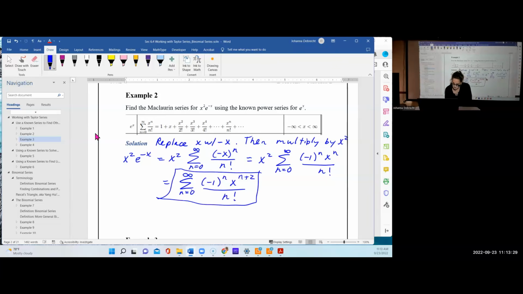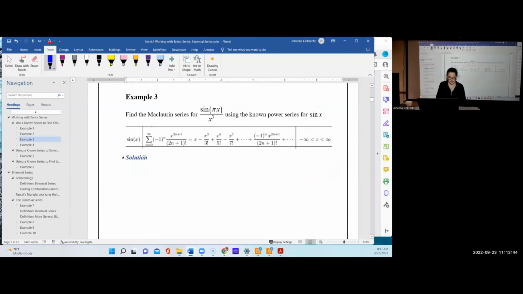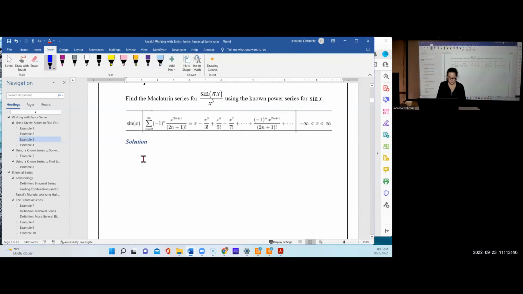I know you're at home thinking, that's too easy, there's got to be a catch. This last section is actually somewhat simpler than what we've done before. There is a bit of harder material when we get to binomial series, but the beginning part of this, using known power series, really is pretty straightforward.